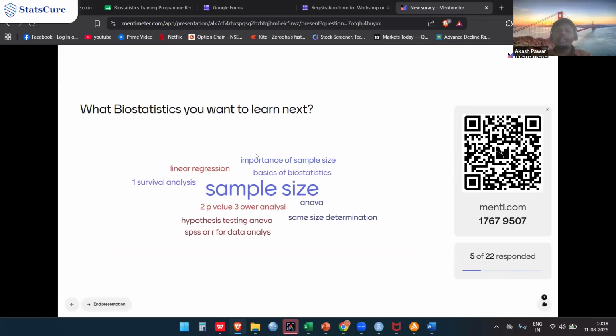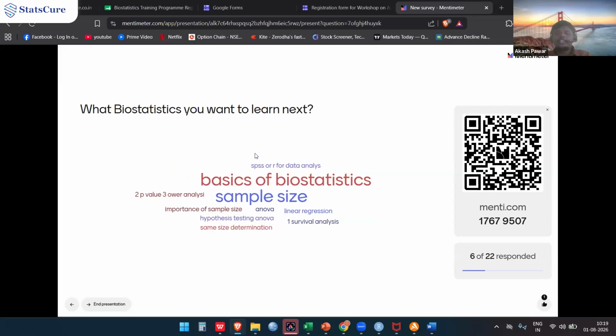Why do you want to learn biostatistics more? What do you want to learn more in it? This is the tree we have generated. Most people are looking for sample size creation, linear regression, importance of sample size, sample size determination, SPSS or R for data analysis, hypothesis testing, ANOVA. In a nutshell, that is the basics of biostatistics everyone wants to learn.